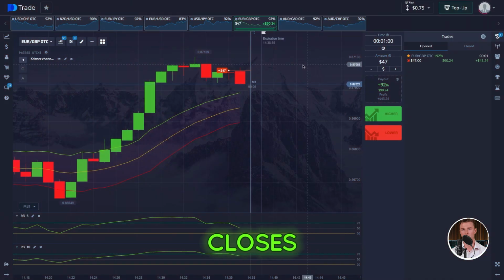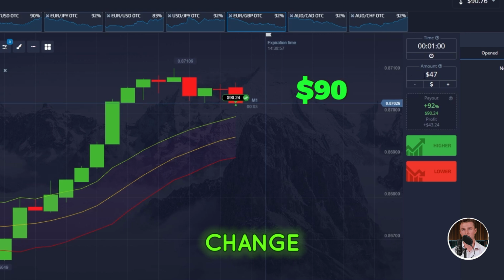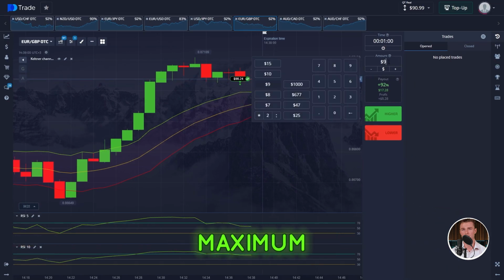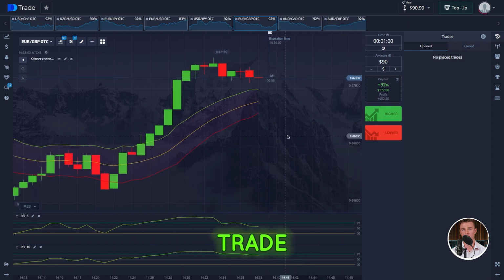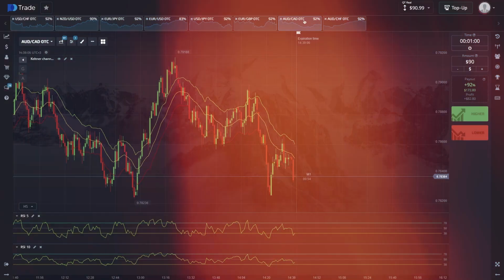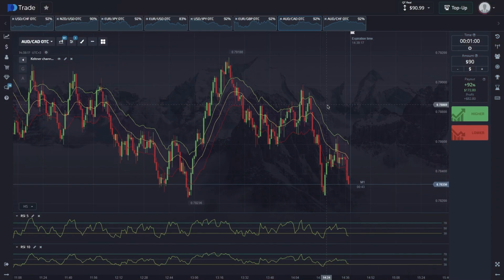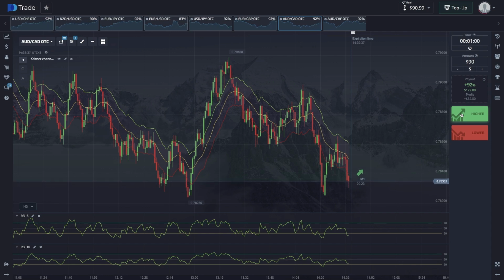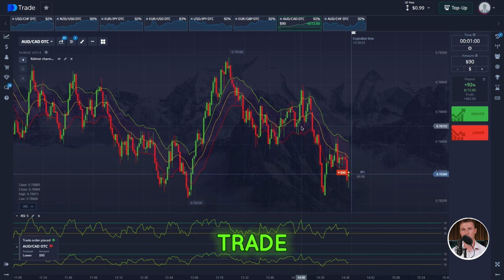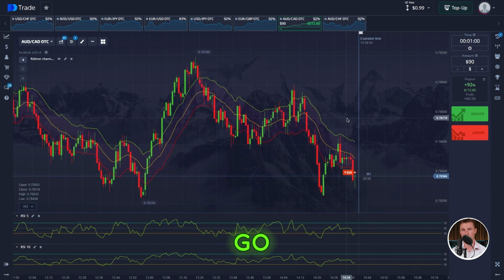And our second trade closes in a plus. We will change the amount of the transaction value, set the maximum again, and continue our trade. We will select the next currency pair. And here I want to open a trade on the contrary to go down.